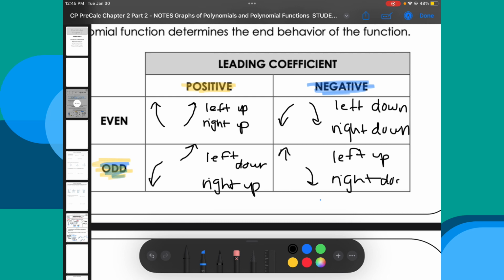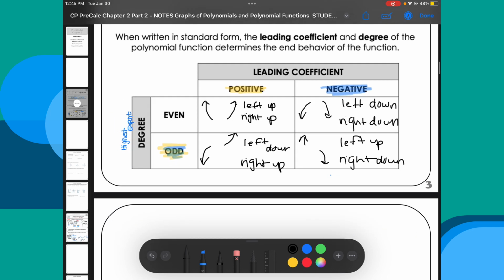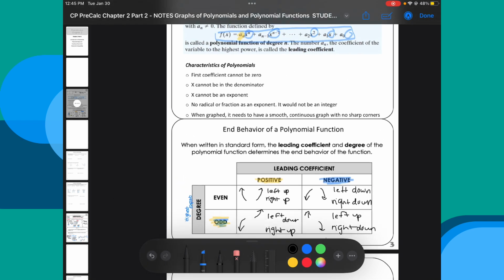So you'll definitely want to take a look at the check your understanding problems. Make sure you practice some of this and make sure that you're good. But that's the intro to polynomials.